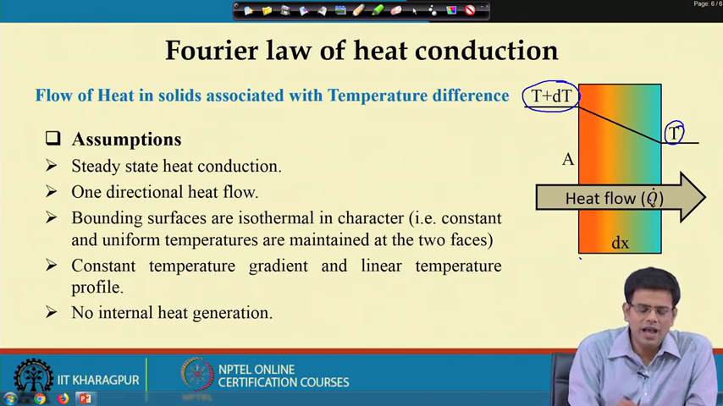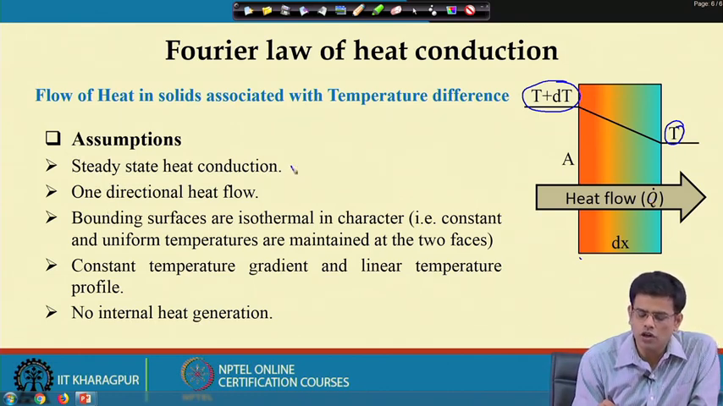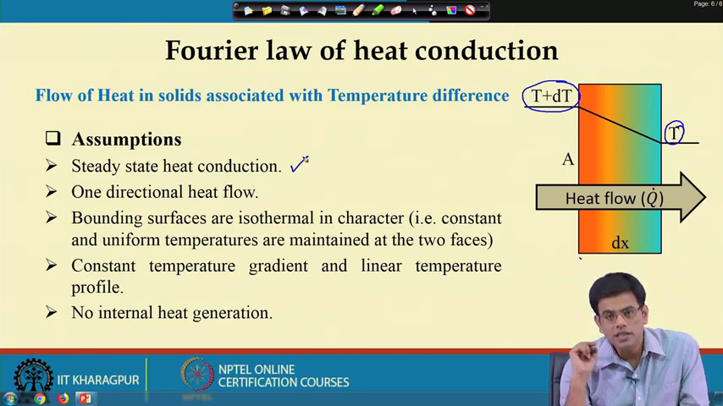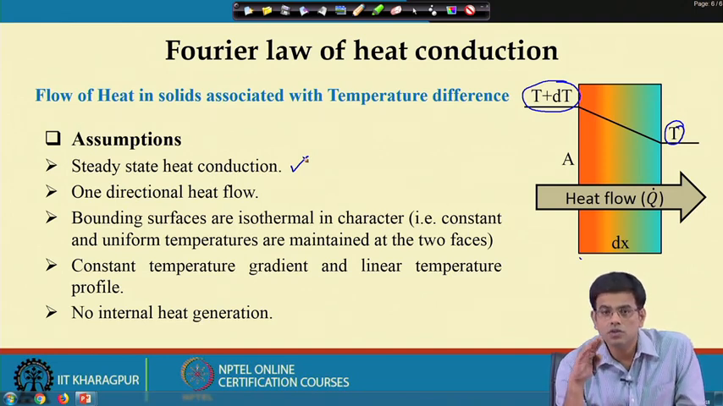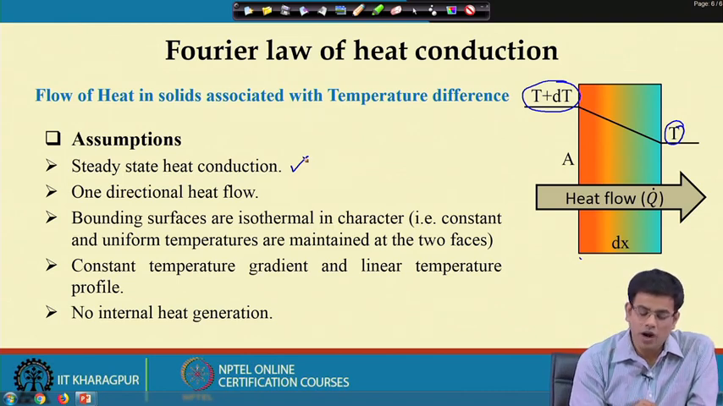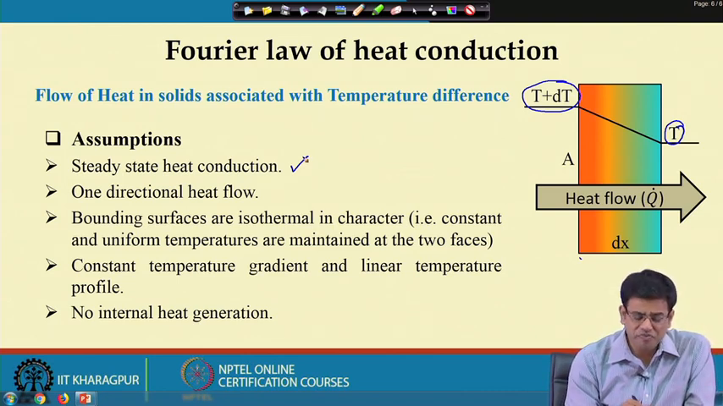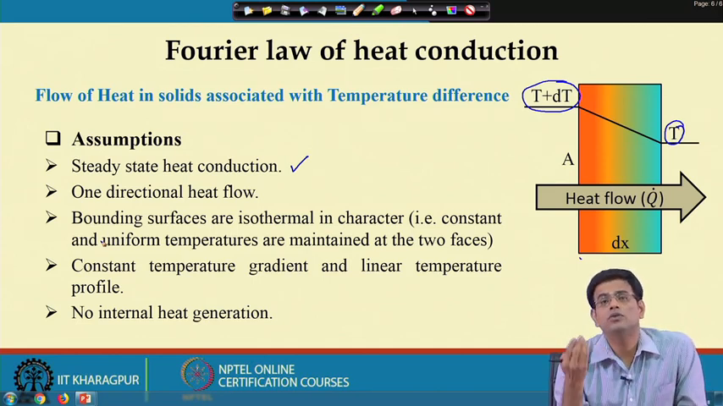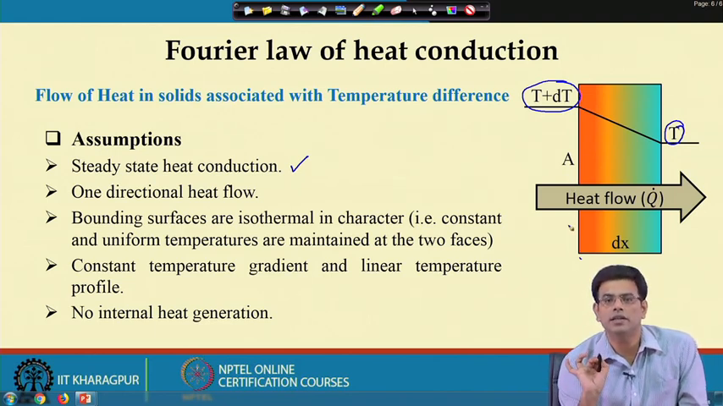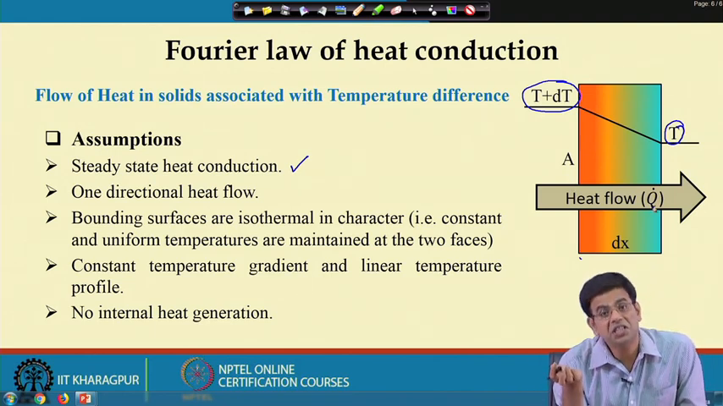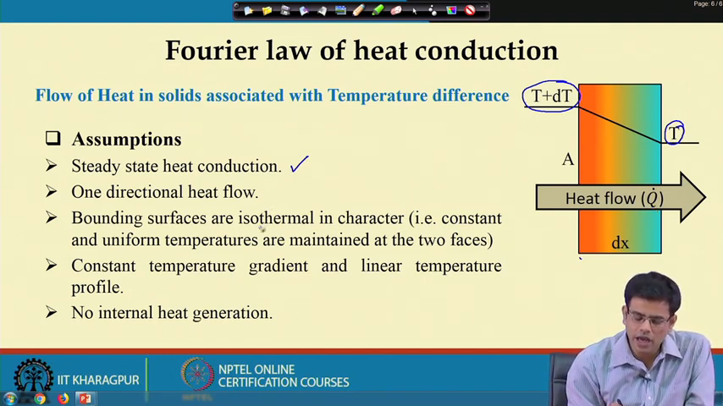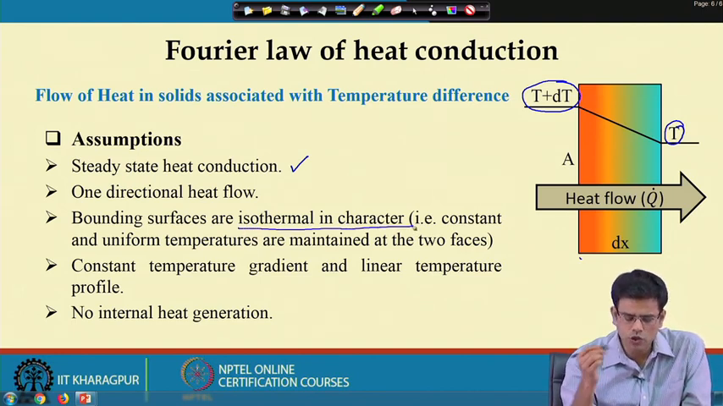The assumption is that there is steady state heat conduction. What does steady state mean? There is no fluctuation involved. Heat is flowing in a steady state, so there is no transient, no change of heat flow, and it is one-directional flow here. Another important thing is that this side is always maintained at temperature T plus delta T, and this side is always maintained at temperature T. This is known as the isothermal property. All of these things we know.